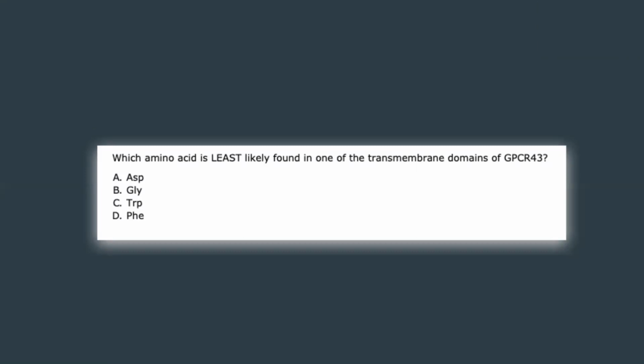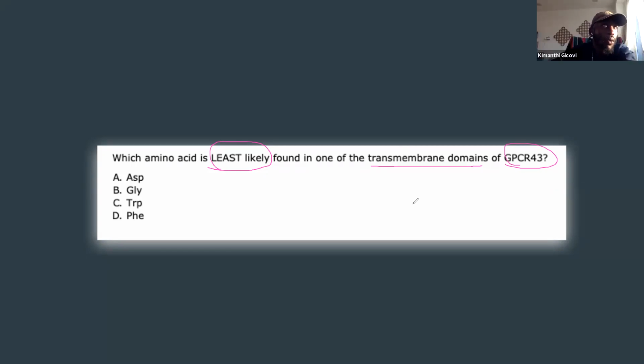Okay, we'll work together. I'll read the question. Which amino acid is least likely to be found in the transmembrane domain of whatever this thing is? So what do you think they're asking you there, Fahim? Which amino acids make up the transmembrane domain, and therefore you can deduce which one isn't. All right, cool. So which properties do you want to have if you're part of the transmembrane domain?